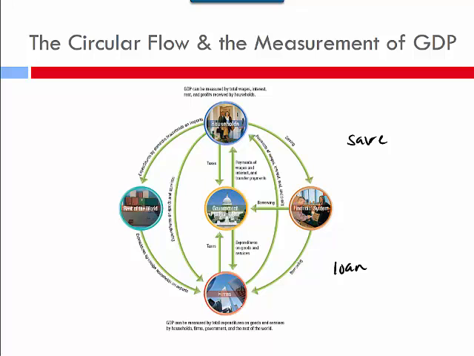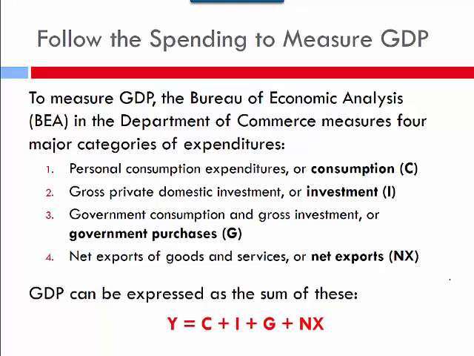So you can measure it by the income of all these groups, or by the expenditures or output of all these groups. GDP is tracked by the Bureau of Economic Analysis, and they look at four major categories of expenditures. Again, you could look at it by expenditures or by income. Expenditures is a lot easier, there are fewer components, so we're going to use that one.